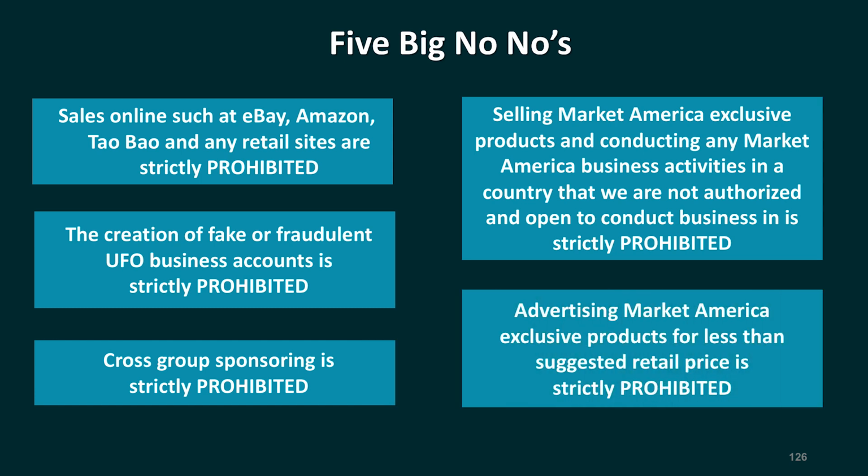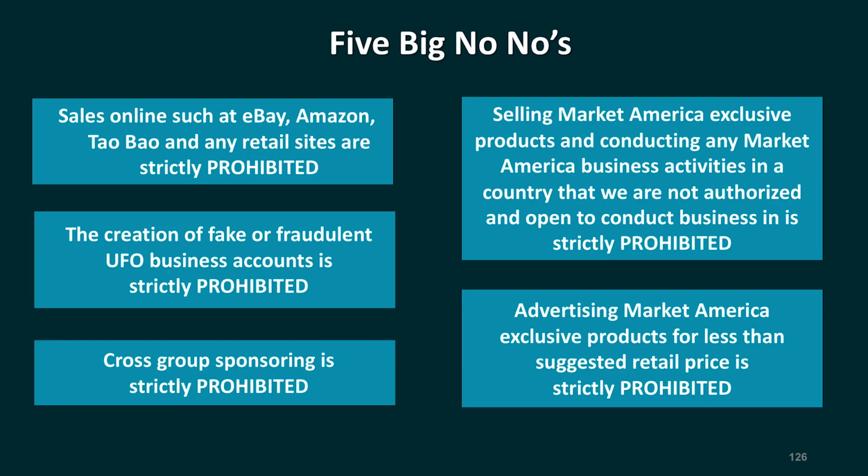There's a couple big no-nos, and I want to make sure you heard them throughout the training. No online sales to companies like eBay, Amazon, Taobao. That's strictly prohibited. The creation of fake or fraudulent UFO business accounts is strictly prohibited. Cross-group sponsoring, strictly prohibited. What does cross-group sponsoring mean? That would mean if I tried to encourage someone on another team to join my team. Always encourage them to go to their senior partners, encourage them to attend our open trainings.